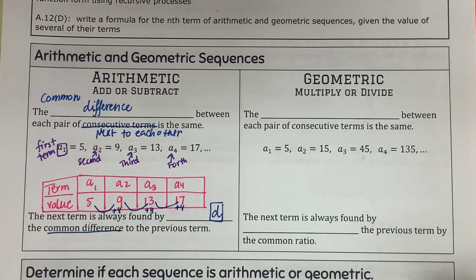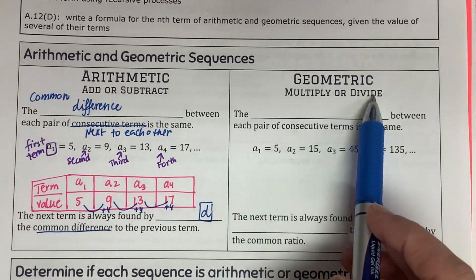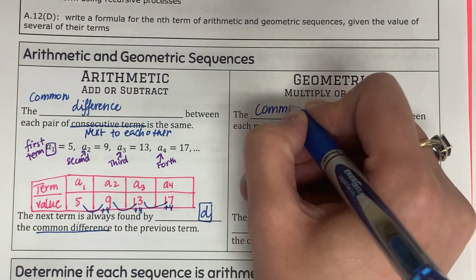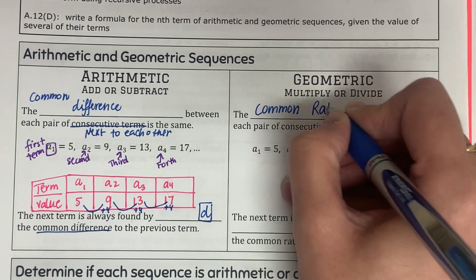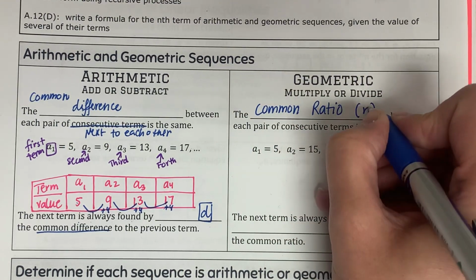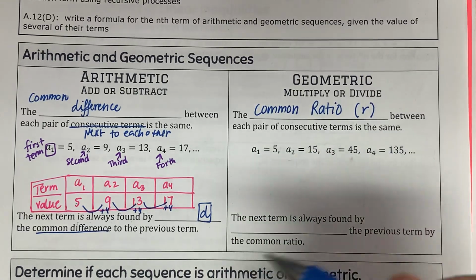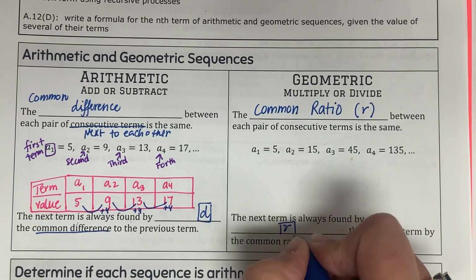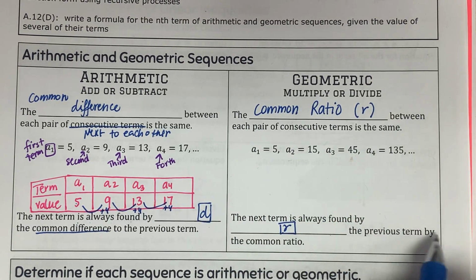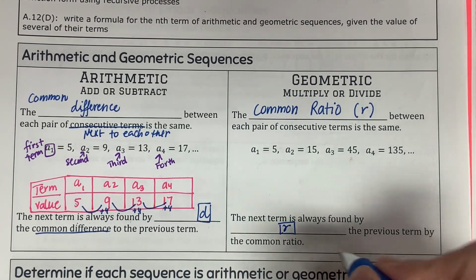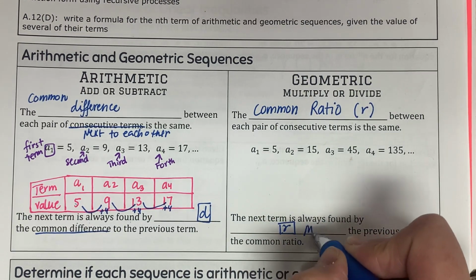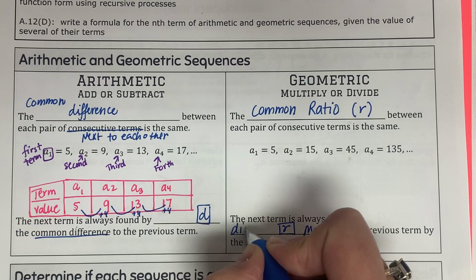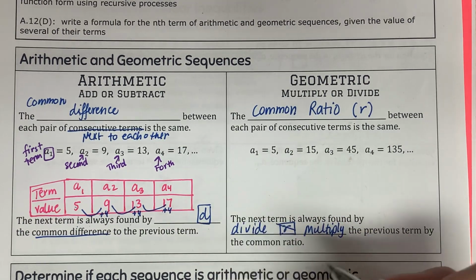Now, let's talk about the geometric sequence. In a geometric sequence, you are multiplying or dividing. So the common ratio goes over here. Common ratio, which is small letter r, between each pair of consecutive terms is the same. The next term is always found by multiplying the previous term by the common ratio. Multiply or divide.